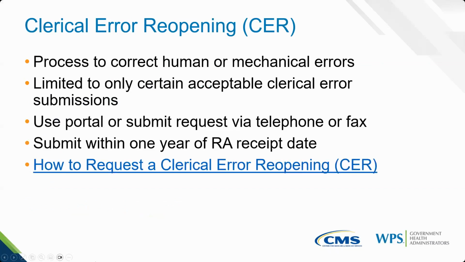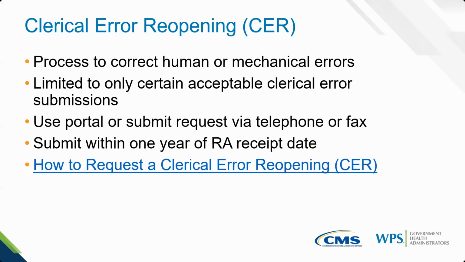Now that I've described the difference between a rejection and a denial, I'm going to talk about whether you need to correct or appeal the MAC's decision to pay or deny a claim. I talked earlier, just a couple of minutes ago, about the clerical error reopening, or the CER process, and I told you that I'd share more details. This is a process to correct those human or mechanical errors, as CMS describes them.